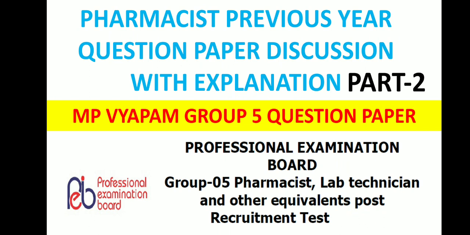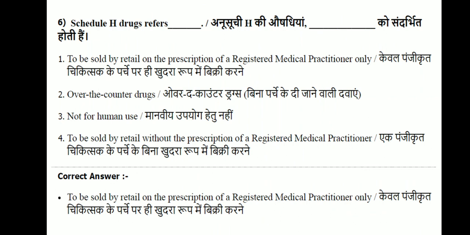So we will see the first question of this video. We already covered 5 questions in the previous part. The 6th question: Schedule H drug refers to what? Option 1, to be sold by retail on the prescription of a registered medical practitioner only.